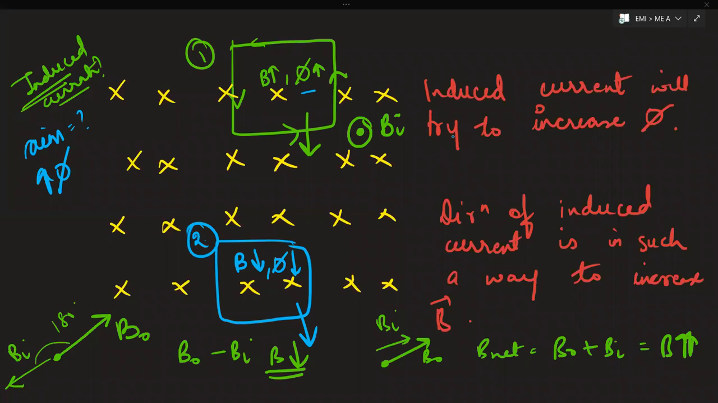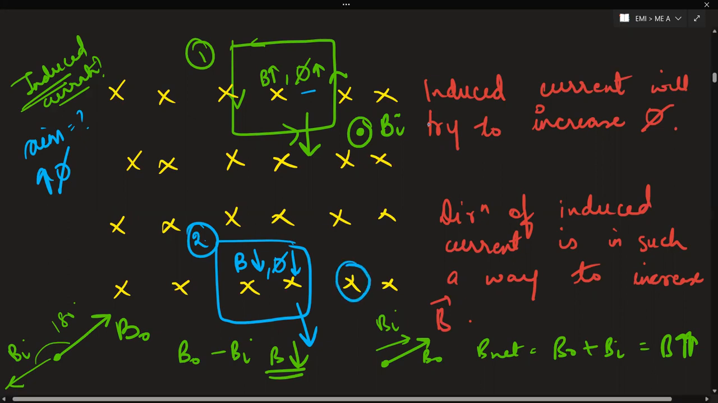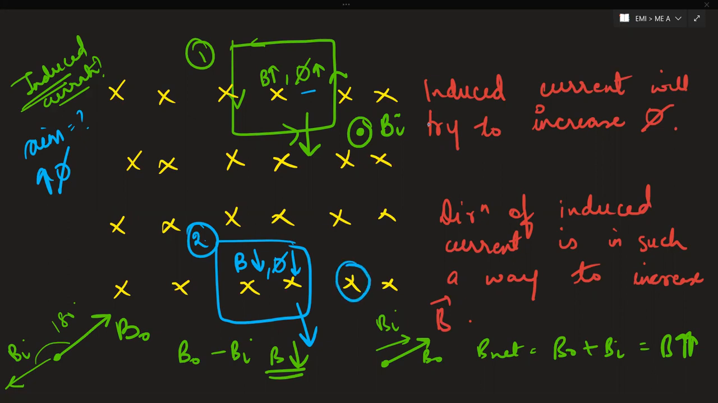Yes, Mariam, tell me one thing. If flux has to increase, the direction of the induced magnetic field should point where? Outwards or inwards? This is the original. Mariam, just try once. Rayan, can you answer? Okay, Mariam has answered outwards.